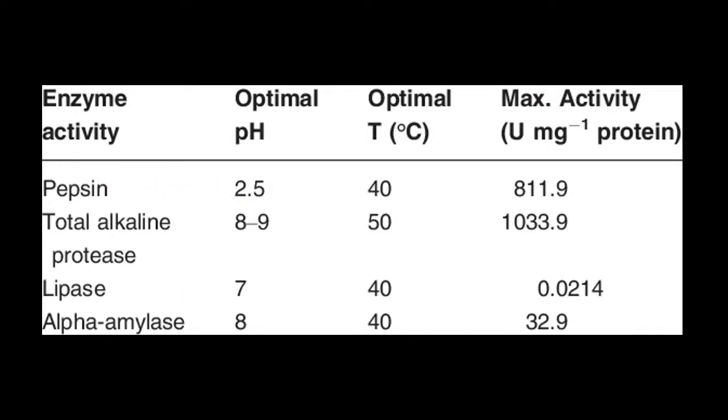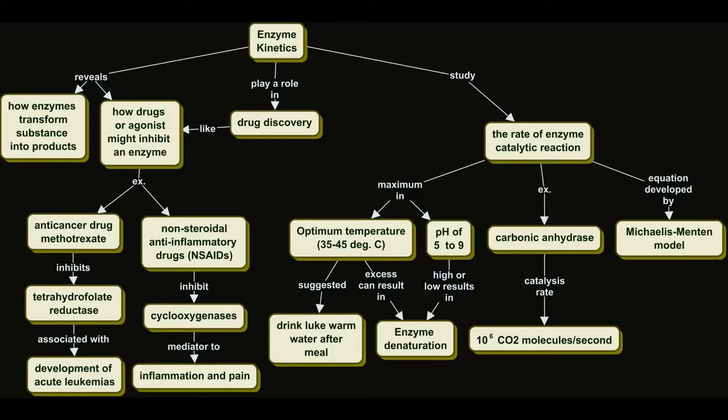These enzyme kinetics play a big role in drug discovery. Why? Because enzyme kinetics reveal how drugs or agonists might inhibit the enzyme. And this also reveals how enzymes transform substrates into products. In the case of how drugs might inhibit an enzyme, an example is non-steroidal anti-inflammatory drugs, also known as NSAIDs.